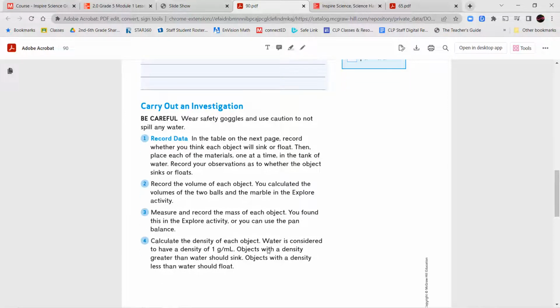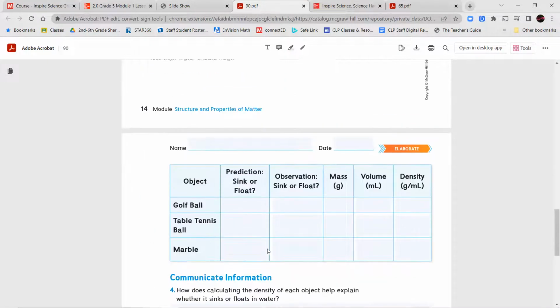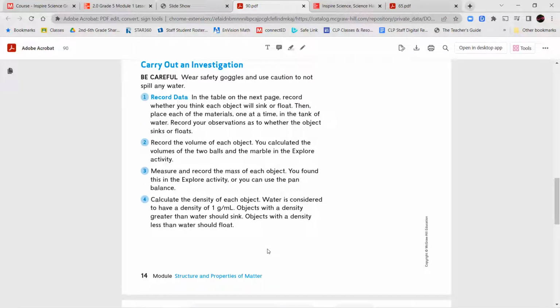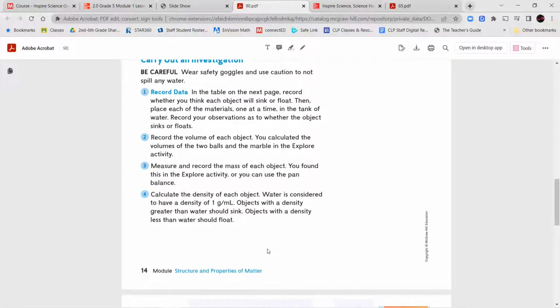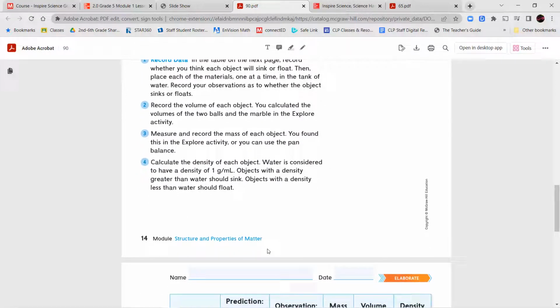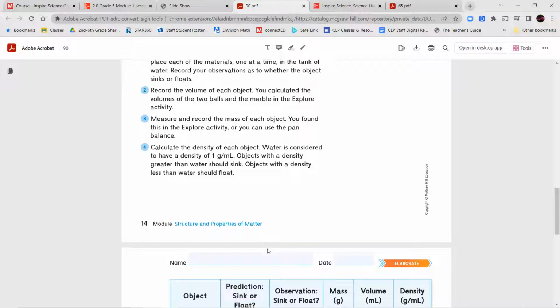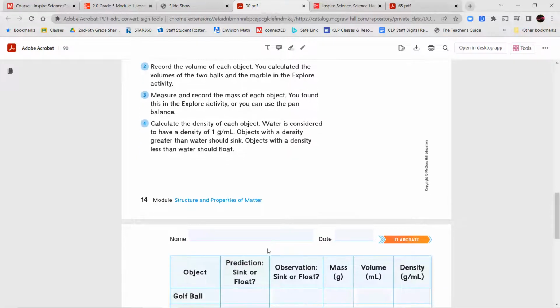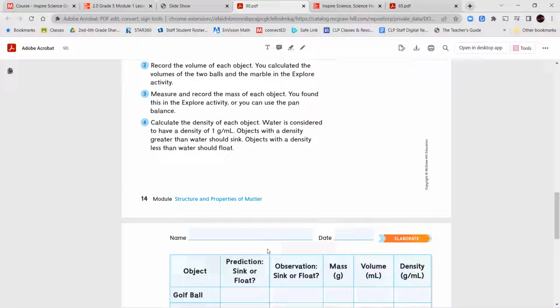Now, in the table on the next page, that's going to be this one right here, we are going to record whether you think each object is going to sink or float. Then we're going to test it. So place each one of the materials one at a time in the tank of water. Record your observations as to whether the object sinks or floats. Record the volume of each object. You calculated the volumes of the 2 balls and the marble in the previous activity that we did.